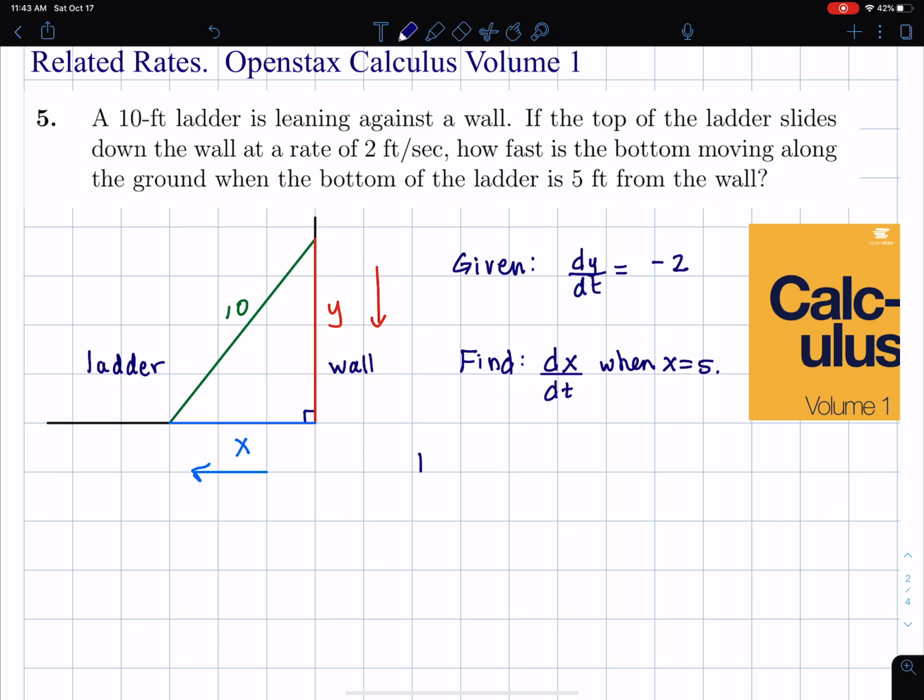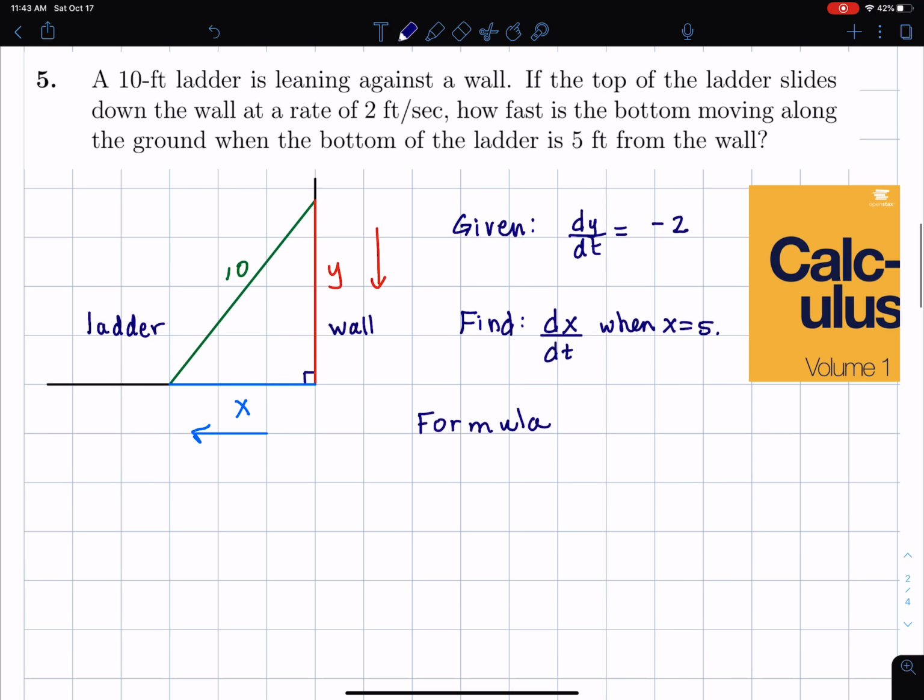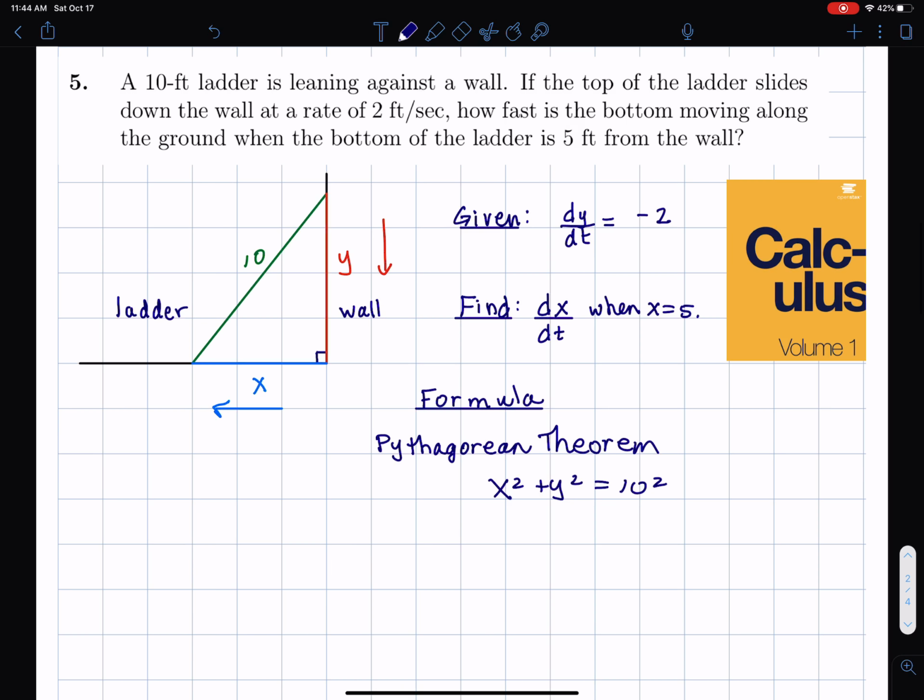And we have this formula which ties together x, y, and 10, and that's simply the Pythagorean theorem, which gives us x squared plus y squared equals 10 squared. Let's go ahead and move on. What we do in these related rates problems is we find a formula that ties in all the variables, and then we take the derivative with respect to time.